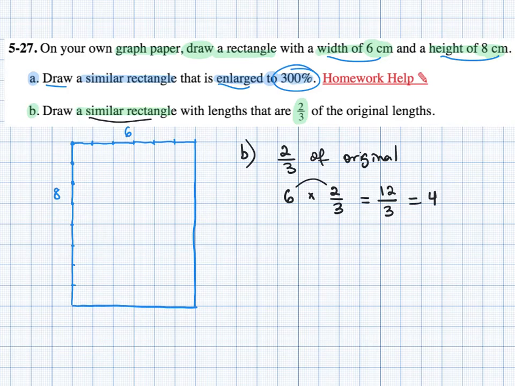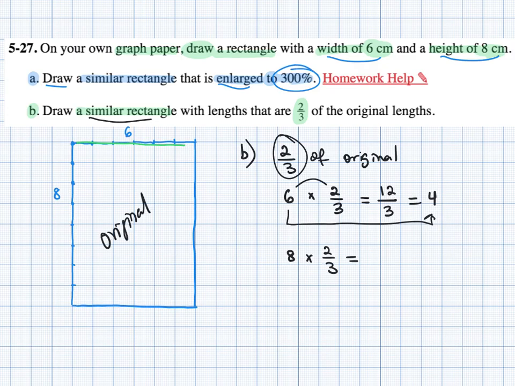So when you draw the 6, like here was 6, now you're going to have to draw 4. Now go ahead and do similar calculations for the 8. So 8 times 2/3, and then draw it. Your original will be way larger than the new one because 2/3 is less than 1 whole. When we started with 6, we ended up with a smaller number. So this will be a smaller representation of the original. Finish this problem on your own.